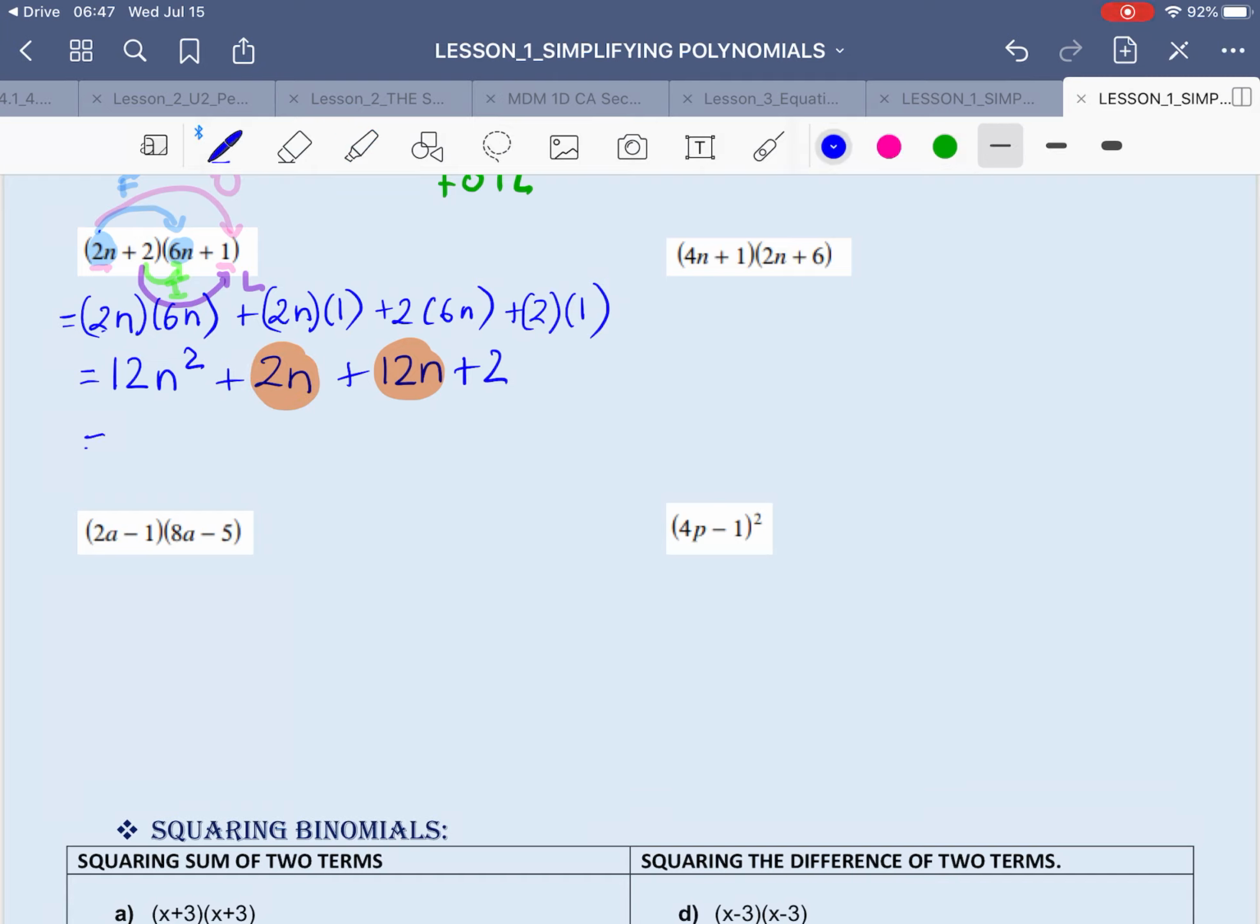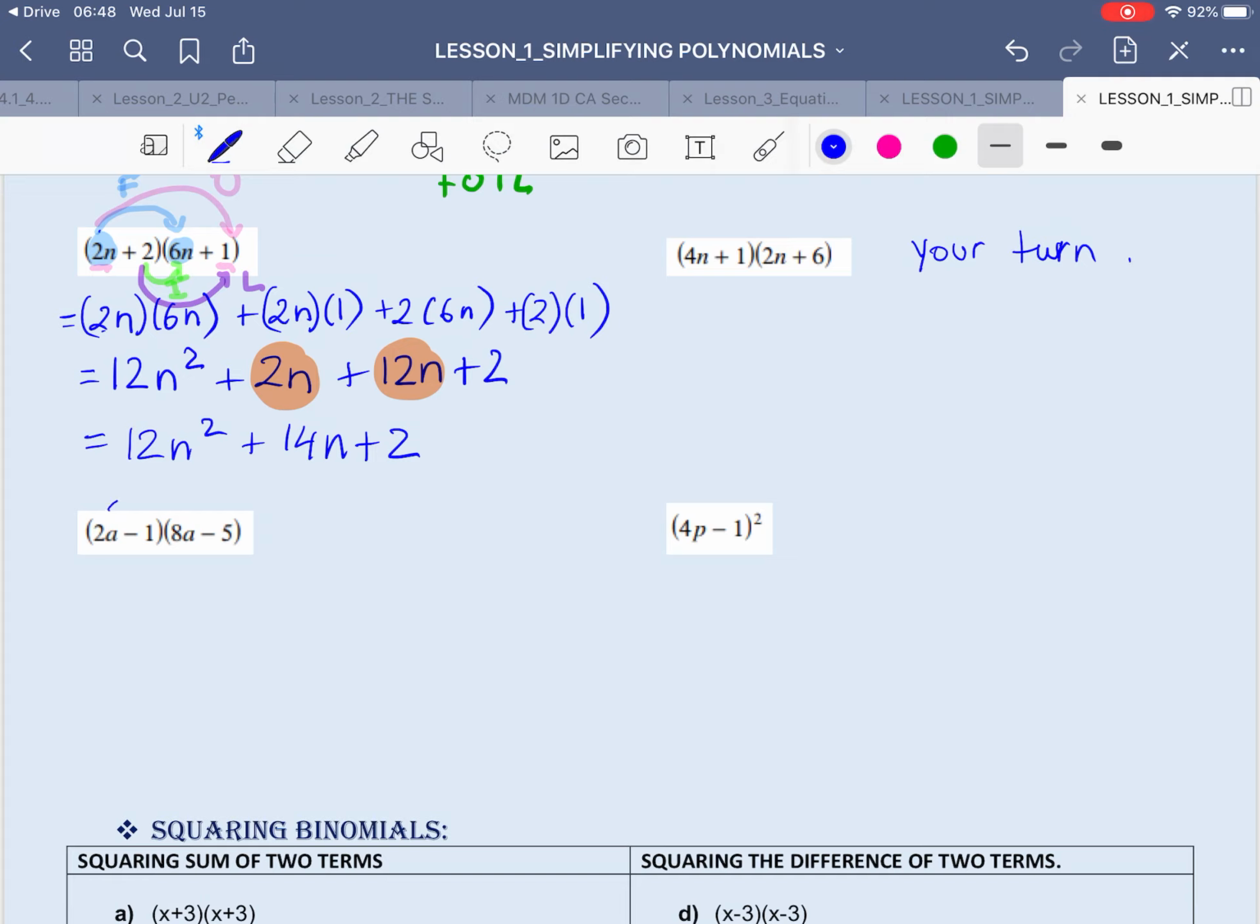So here we go. We have 12n squared first, plus 14n plus 2. Okay. You can continue the next example on your own. I'll move on to the third example, 2a minus 1, 8a minus 5.